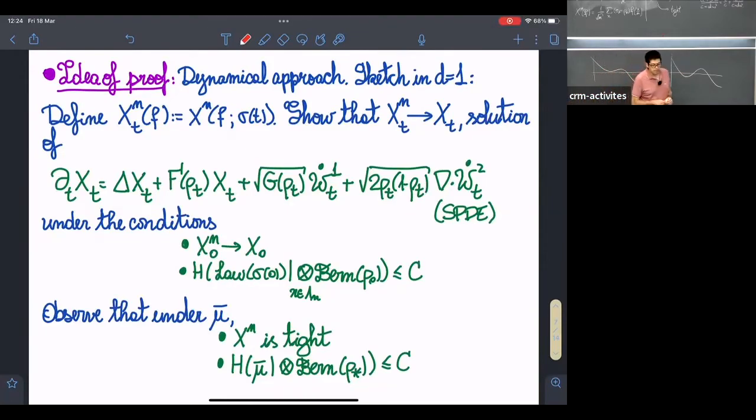But forget about the stochastic PDE. It has a form, has some terms. If you understand the terms, that's good. But if you don't, it doesn't really matter, because the idea behind it is very simple.